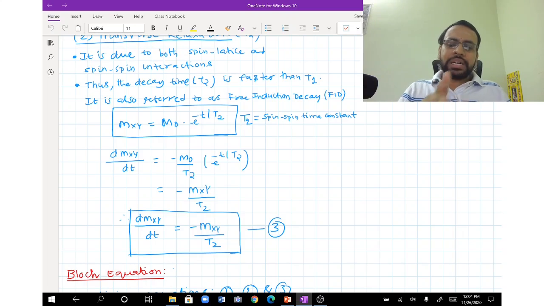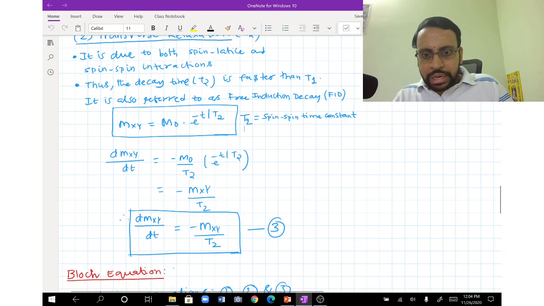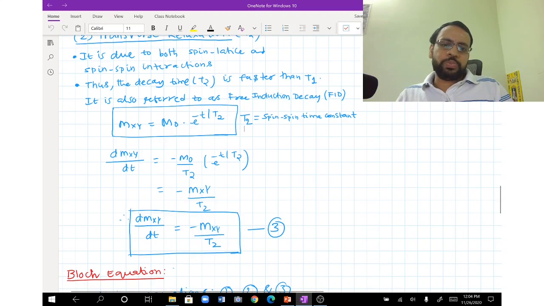For now, because of the way it simplifies the math, we are looking at it in the xy plane rather than making projections individually on the x-axis and y-axis, unlike the mz we did earlier. Here, for the time being, we are restricting ourselves to its projection simply on the xy plane. So again you take a derivative of it, which gives you dMxy by dt equal to minus Mxy by T2, right?